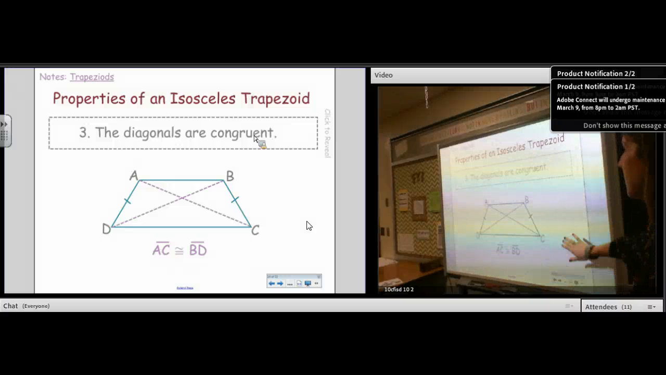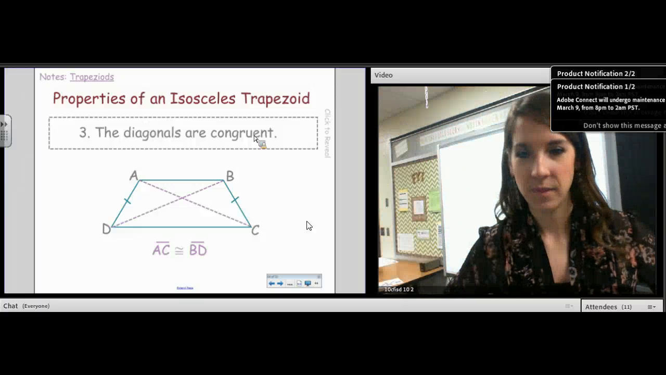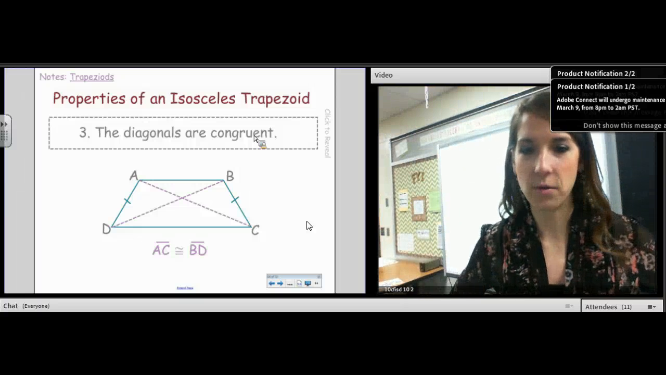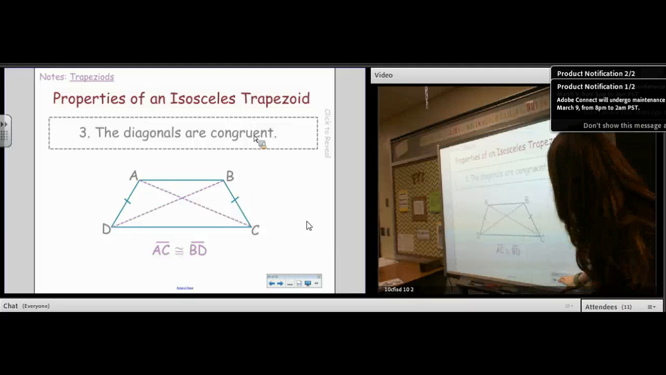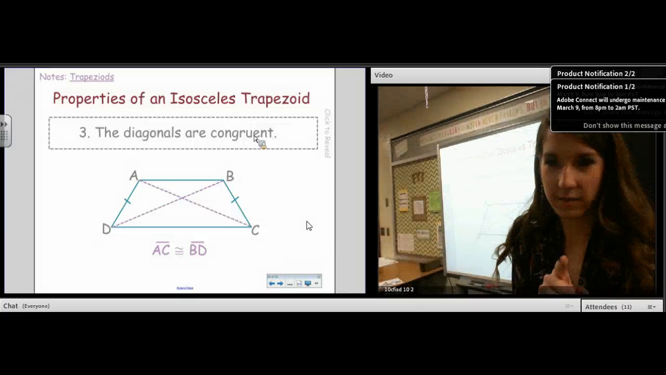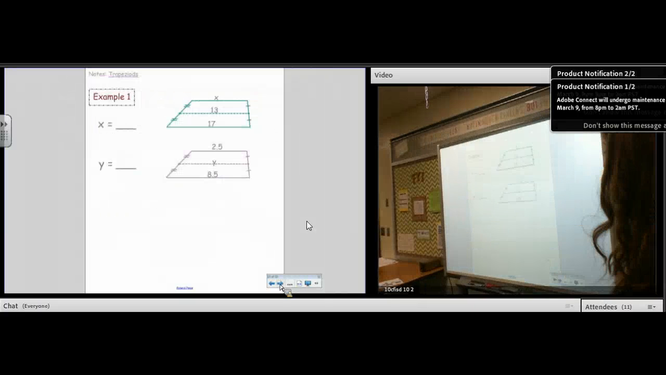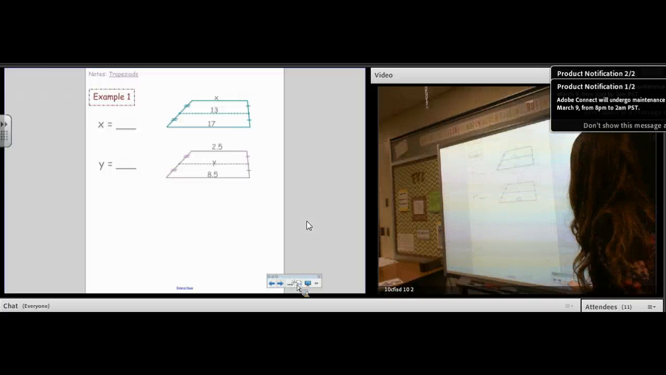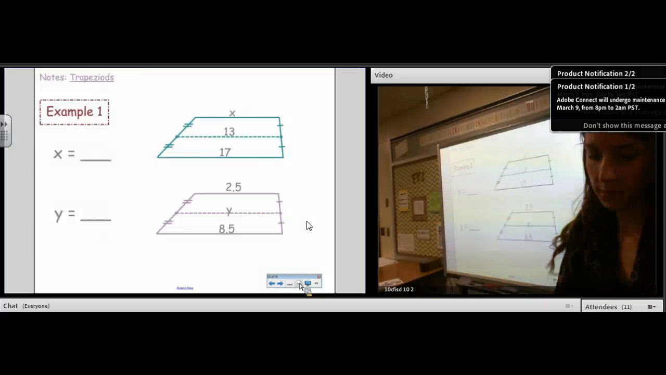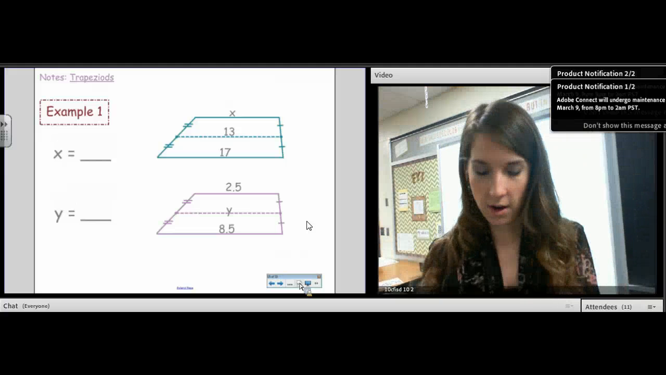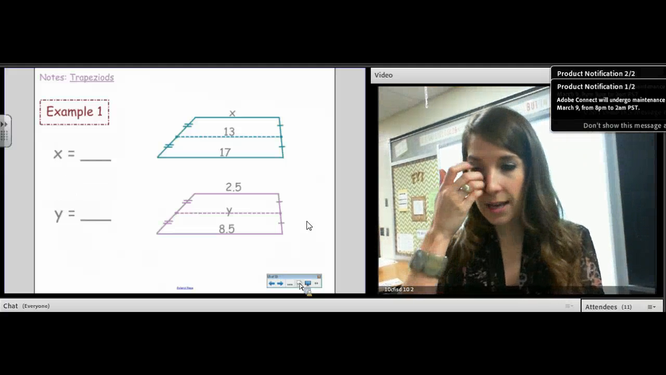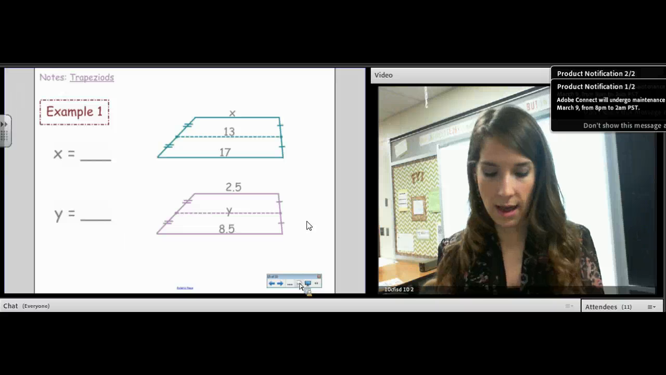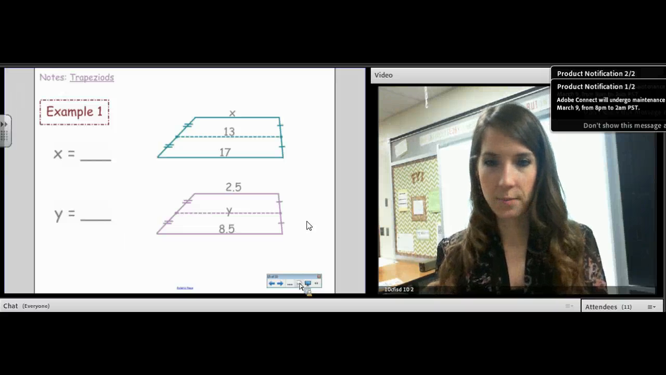All right, diagonals are congruent. Ready to try some? We're going to go pretty quickly, but I know y'all can handle quick. You ready? Diagonals are congruent. Okay, let's try some examples. Let's start off so easy. I'm trying to figure out who's here and who's not here. Adriana, answer X. Arsham, answer Y. Type it in the chat.